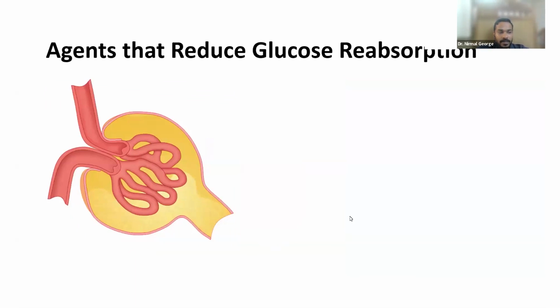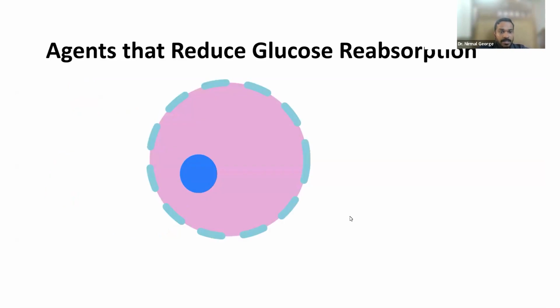So the next group of agents. We have covered agents that increase insulin secretion. We have covered the agents that reduce insulin resistance. And the third group of agents are the agents that reduce glucose reabsorption. So the plasma that is filtered by the nephron is called the ultrafiltrate, and the ultrafiltrate usually contains glucose. And this glucose is reabsorbed in the proximal convoluted tubule with the help of a transporter called SGLT2, that is sodium glucose co-transporter. And this will transport glucose from the ultrafiltrate into the cell, and then it will pump it into the interstitium.